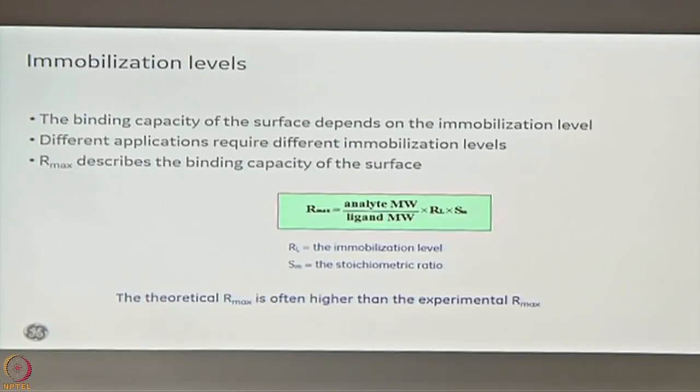So typically, the theoretical Rmax is higher than your experimental Rmax. Usually when you actually immobilize your ligand, you tend to lose some activity, or your ligand to begin with may not have 100% activity. But in some cases when you see a much higher Rmax experimentally as compared to theoretical, a bell should ring in your mind that something is wrong. Either the stoichiometry that we considered was not right, or there is some non-specific activity, or there are aggregates happening.